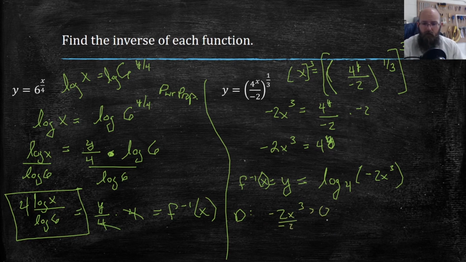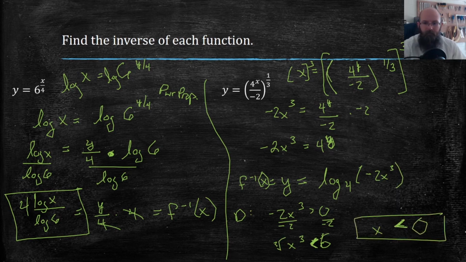Divide by -2. Okay, so my inequality switches. So x cubed must be less than 0. Cube root both sides. So x has to be less than 0. That is my domain.